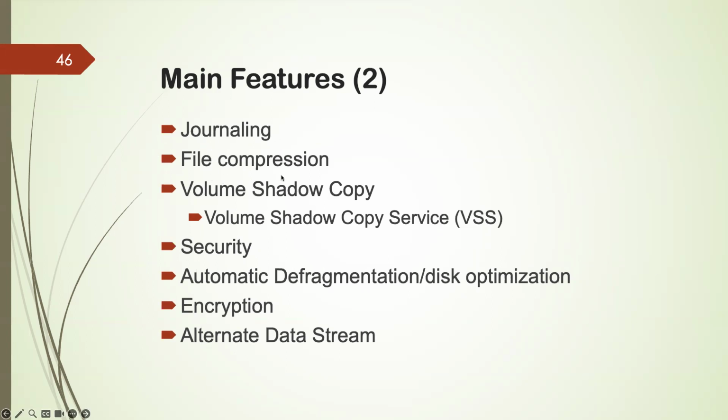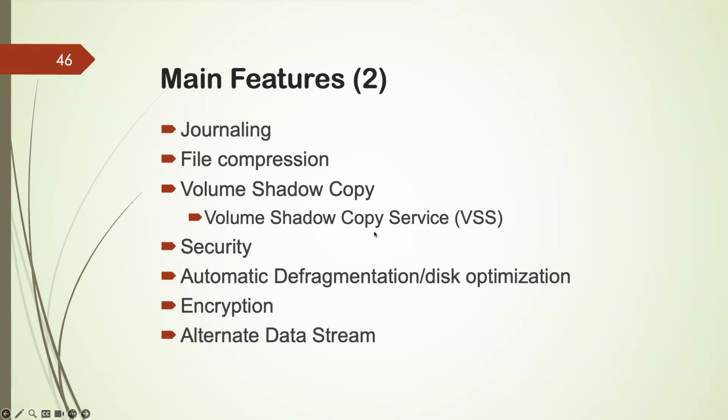File compression is another interesting feature. NTFS gives you the option of compressing a file. If you have the NTFS file system in Windows, just right click on a file, go to properties, go to advanced, and there you will see the option of compressing a file. Similarly, we have security features as well. It also provides shadow copy. Shadow copy is basically a backup copy or a snapshot of your entire file system at any given time.